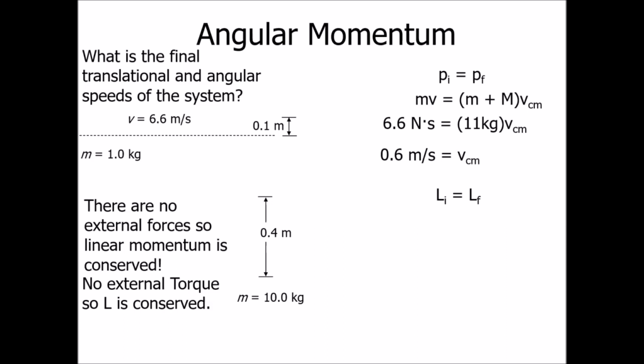We also know the initial angular momentum has to be equal to the final angular momentum. So the initial angular momentum would be, again, mr squared times omega.